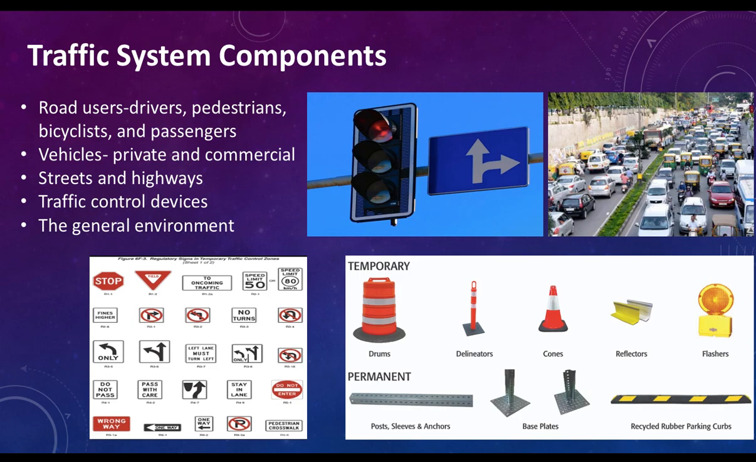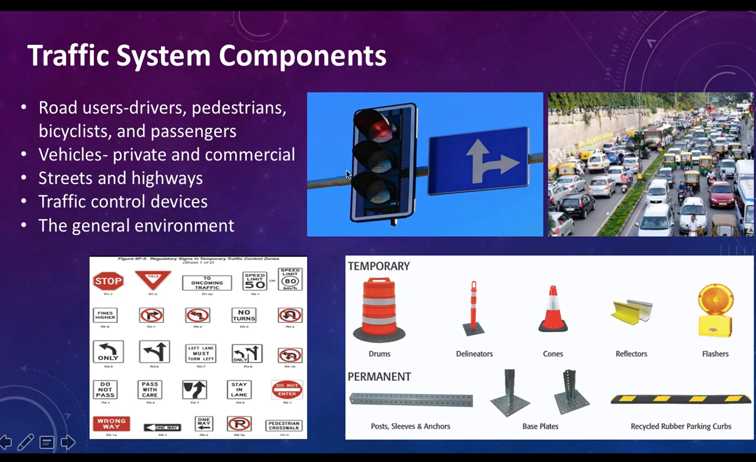These are road users. Coming to vehicles, there are private vehicles, commercial vehicles, and government vehicles. You have buses, trucks. All these things come under the vehicle section. Then coming to streets and highways, the infrastructure part, that is expressways, streets, roads, all these things come under this section. Then coming to the next part, that is traffic control devices.